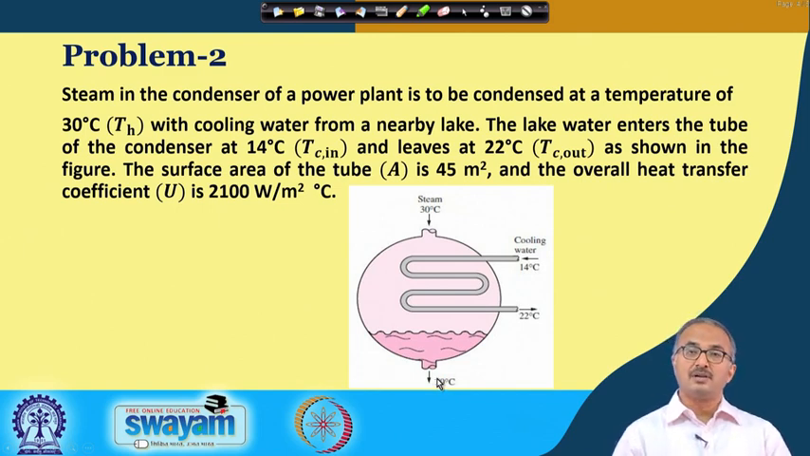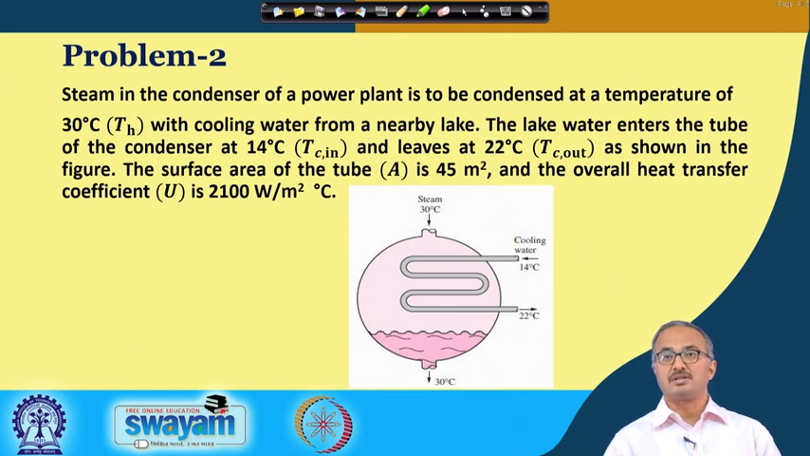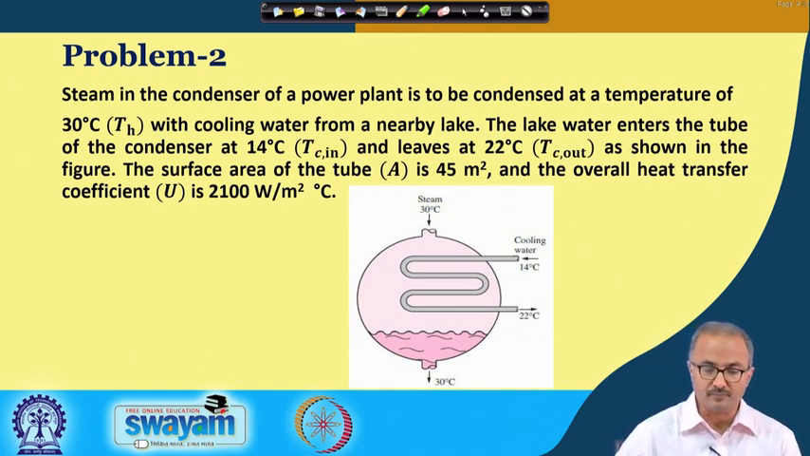It means that the steam is at its saturated condition. And the surface area of the tube through which the heat transfer is going on is given as 45 square meter, and the overall heat transfer coefficient is given as 2100 watt per meter square per degree centigrade.